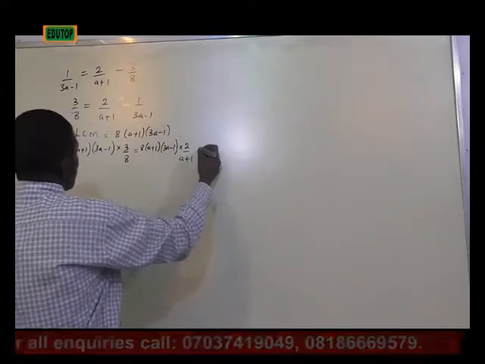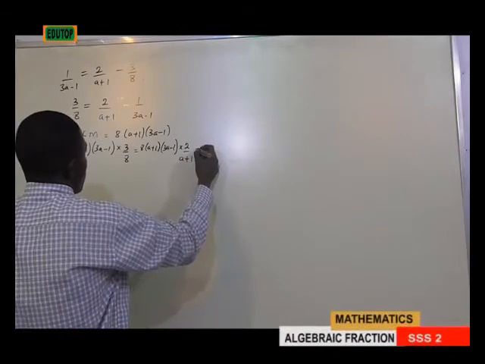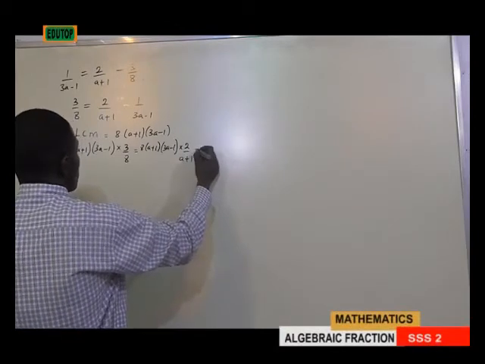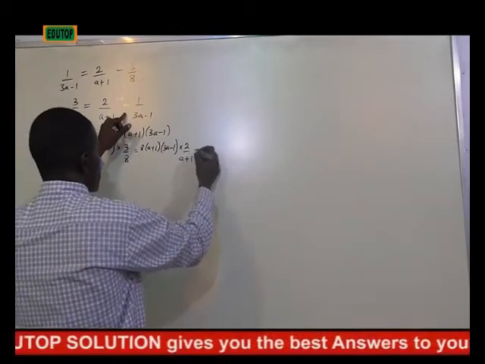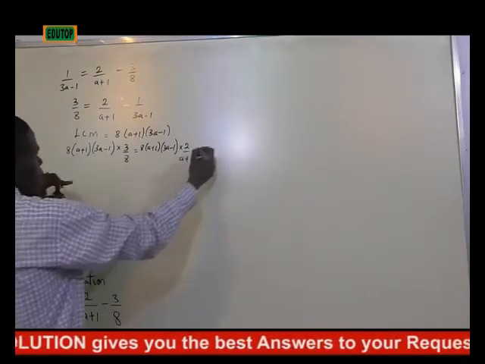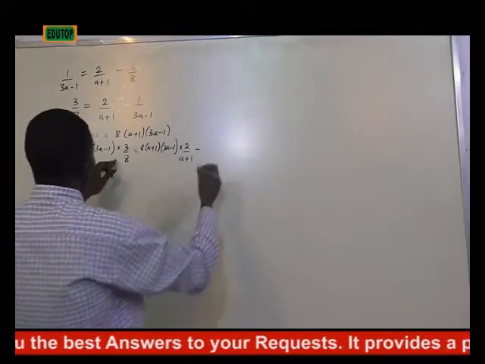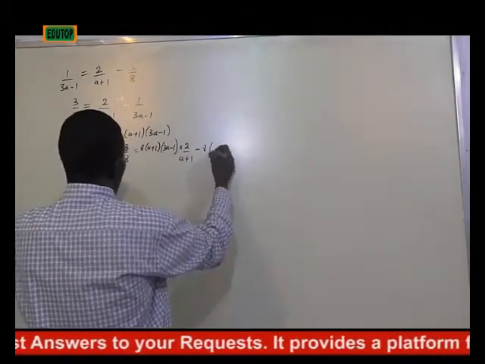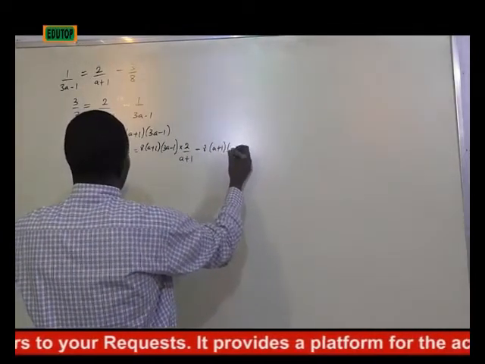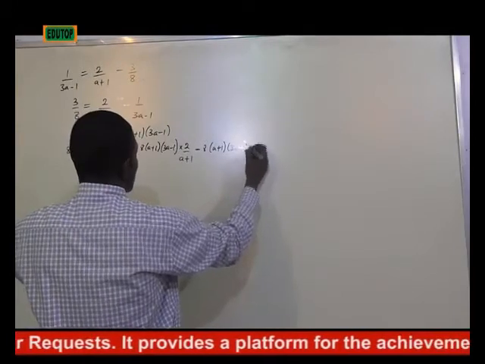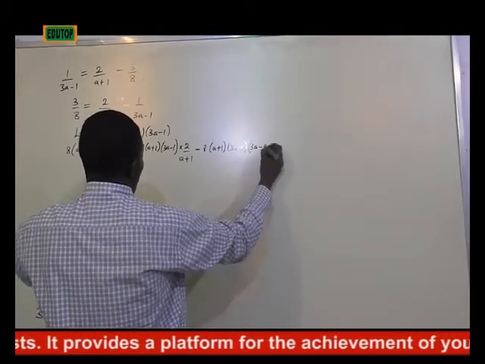Then I will have minus, there is a minus here, and we must be careful with the minus so that it will not affect our result. So here we have minus 8, a plus 1, 3a minus 1 into 3a minus 1.